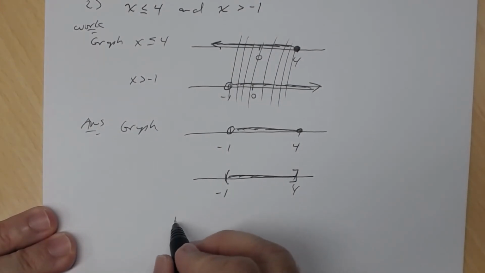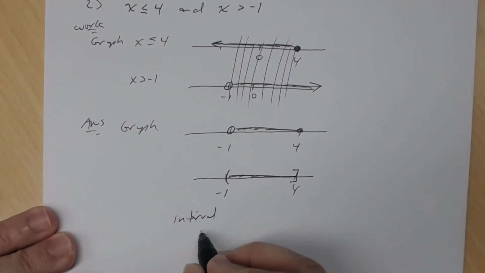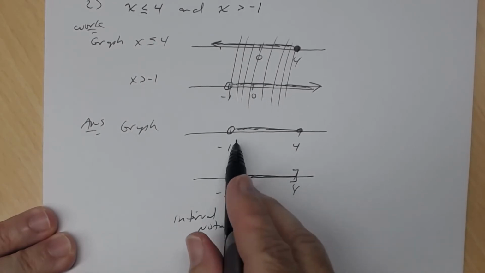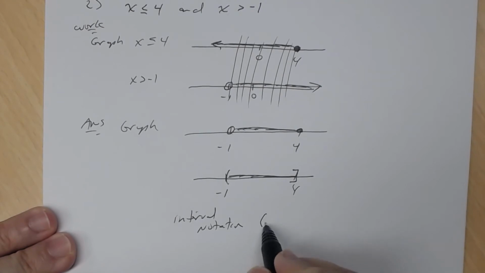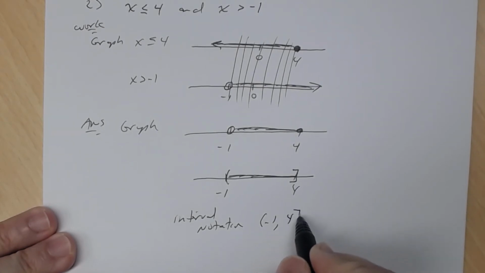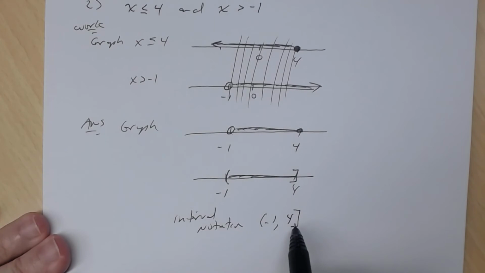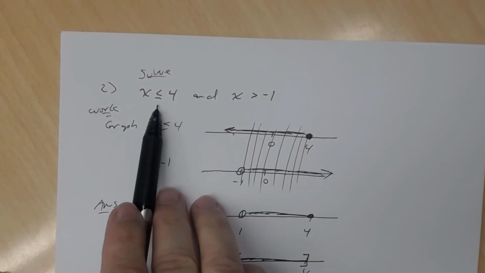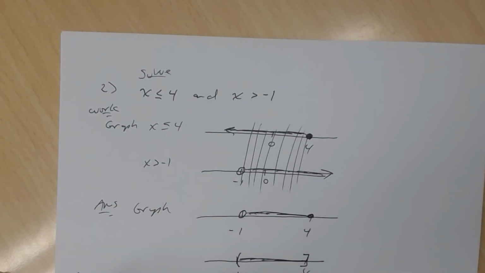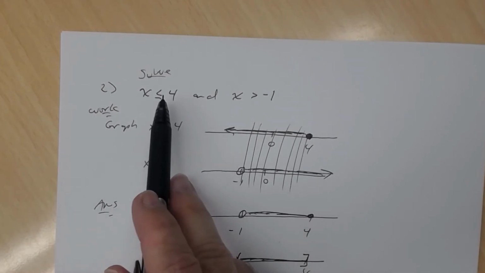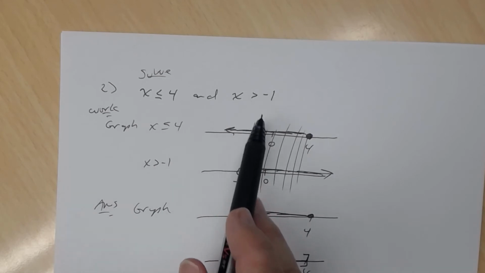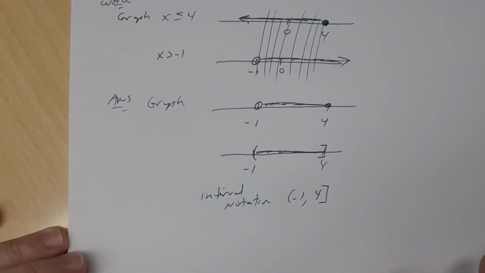Now the interval notation: you're going to say parenthesis, negative 1, comma, 4 with a bracket, because negative 1 is not a solution, but 4 is a solution. Remember, 4 is a solution because 4 is less than or equal to 4, and at the same time 4 is bigger than negative 1. Negative 1 is not a solution because even though negative 1 is less than or equal to 4, negative 1 is not greater than negative 1. Negative 1 equals negative 1. So that was that one.